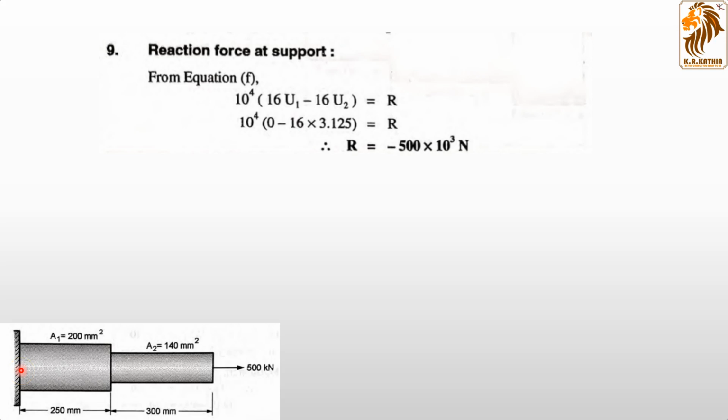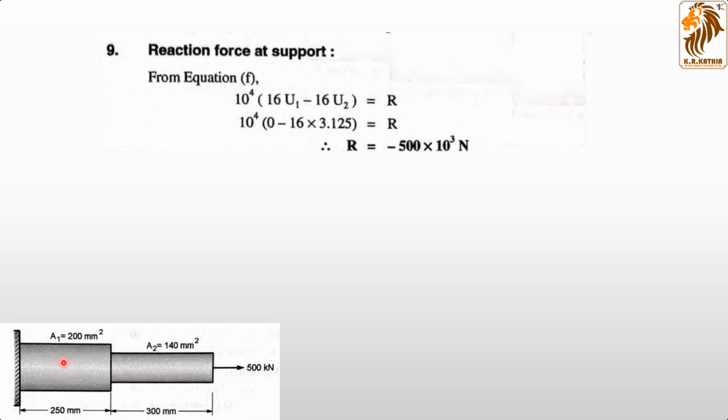So we can recall the F matrix we have studied already, the global load vector, that was R, 0 and the value of 3.125 or 500. So here is the equation for it: 10 raised to 4 times 16u1 minus 16u2 is equal to R. Why are we keeping 16u1 and 16u2? Because we are dealing with element number 1, and element number 1 stiffness was 16.